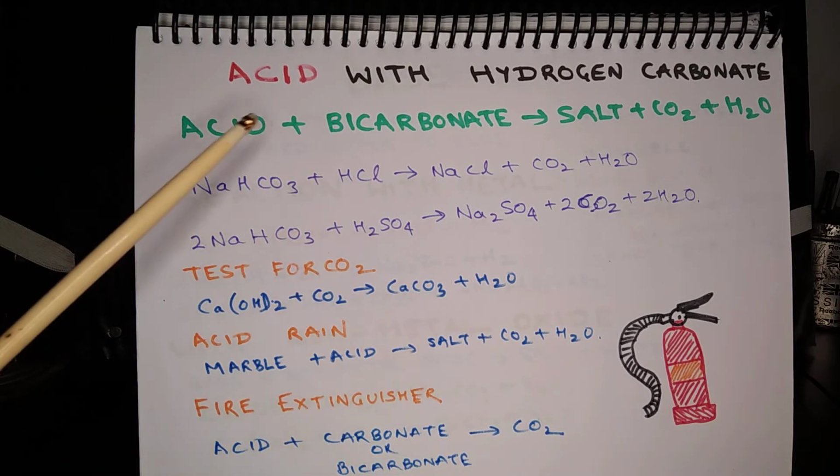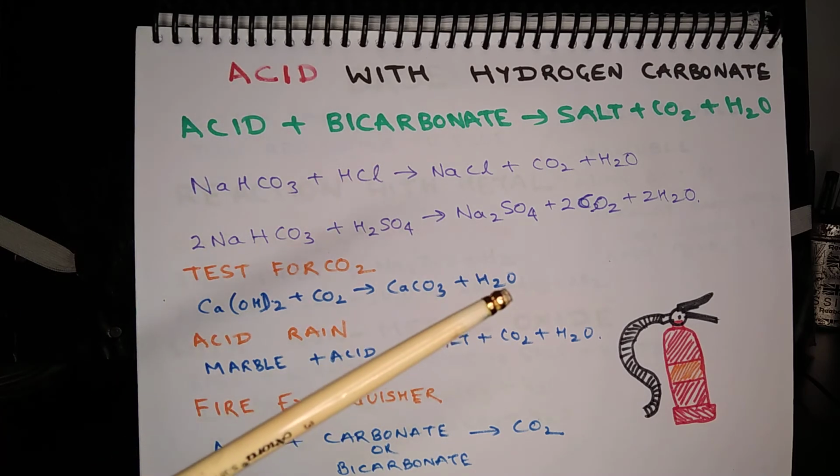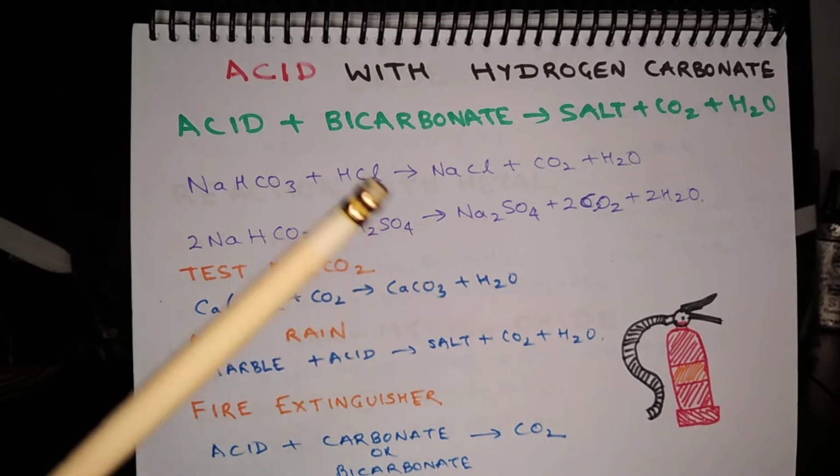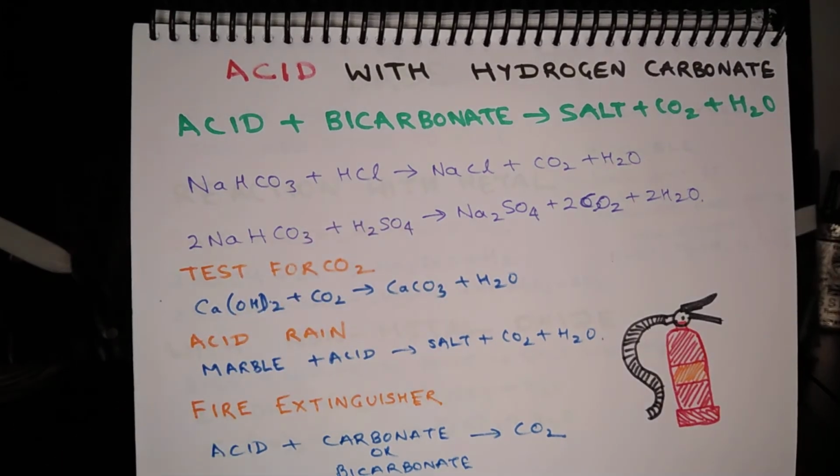Another significance of this reaction, that is the reaction between acid and carbonates or bicarbonates, is the effect of acid rain on monuments and buildings. What happens? Monuments are made of stone or marble. So when acid rain falls on the monuments, it corrodes the structure of the monument.